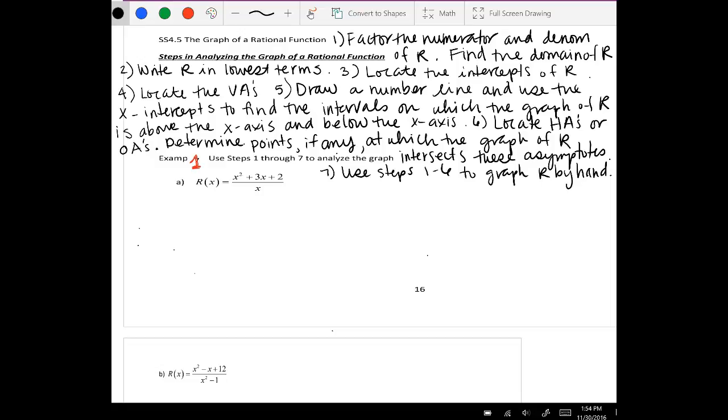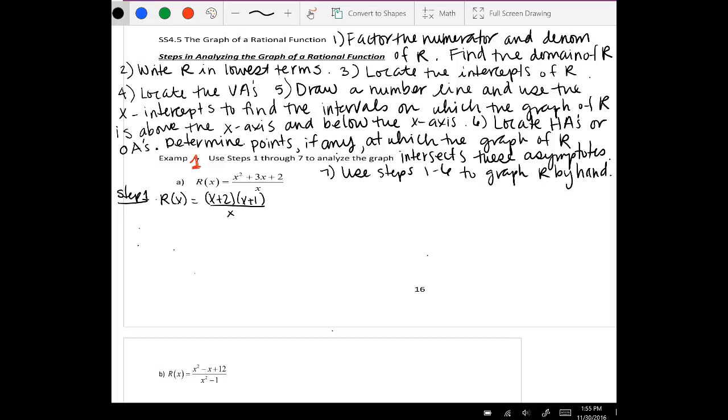Use steps 1 to 7 to analyze the graph below. I'm giving you R of x equals x squared plus 3x plus 2, all over x. So step number one says factor the numerator and denominator. I can definitely factor the top. By now, if you can't factor, please come and see me at tutorial to get help. The two factors on the numerator are x plus 2 times the quantity x plus 1. On the bottom, it's a single term, a monomial, so we don't have to worry about it.